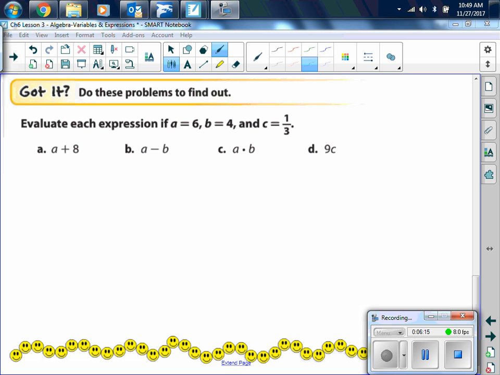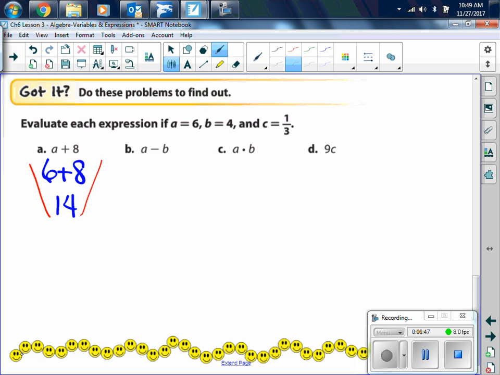So for problem A, it says A plus 8. So you're going to write your original problem. And then we will substitute wherever there's an A. What are we going to put in? 6. Very good. So here, you're going to write the original problem, and then you're going to write 6 plus 8. And of course, 6 plus 8 is 14. And if you are showing your work correctly, you will again see your inverted triangle. Is everybody clear? All right.